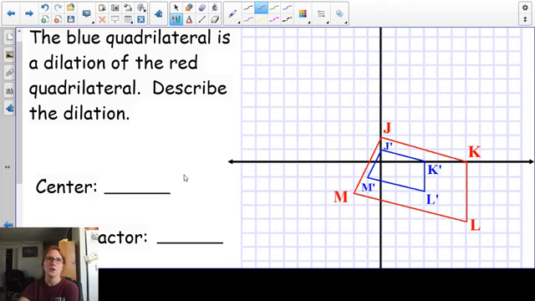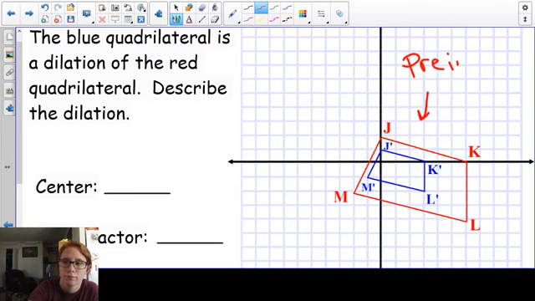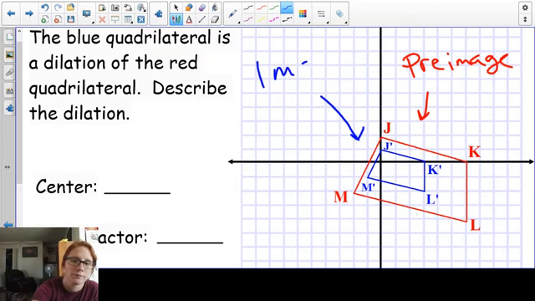All right. The blue quadrilateral is a dilation of the red quadrilateral. Describe the dilation. Which ones are original and which ones are changed? Which is the image, which is the pre-image? Yeah, the red one is my pre-image. And that means my blue one has to be my image.